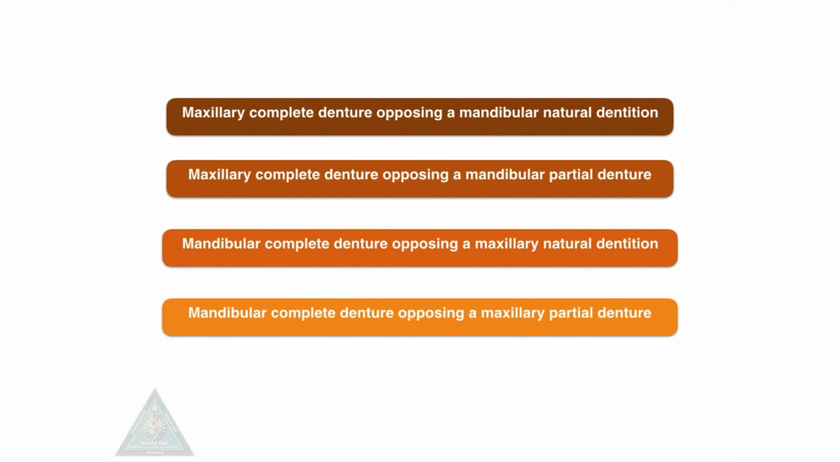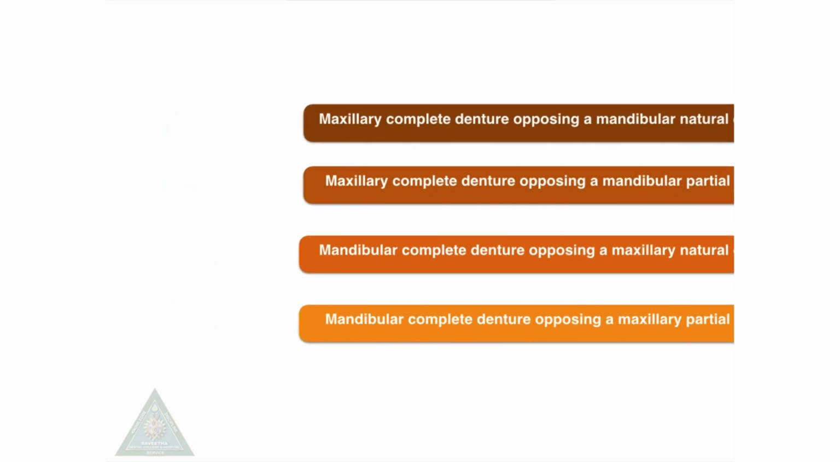A single complete denture can be classified into maxillary complete denture opposing a mandibular natural dentition or a mandibular partial denture, or a mandibular complete denture opposing a maxillary natural dentition or a maxillary partial denture. A maxillary complete denture opposing a mandibular partial denture is always clinically very significant due to its complications. Common complications include combination syndrome, wear of the natural teeth, and fracture of the denture.